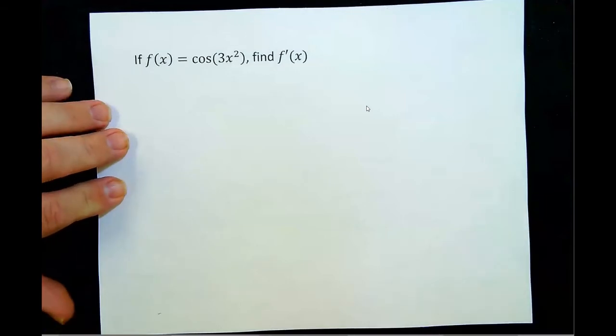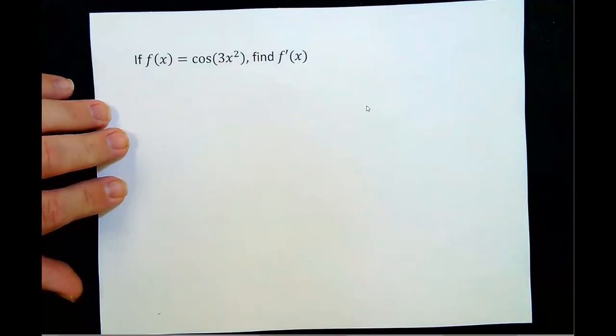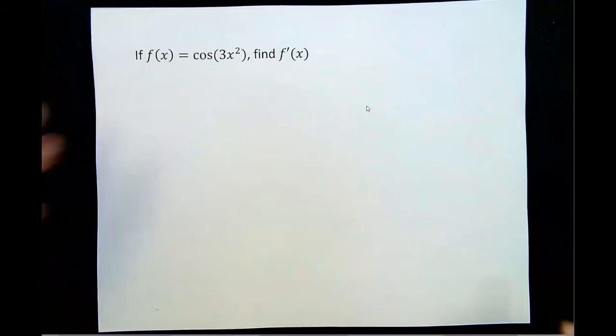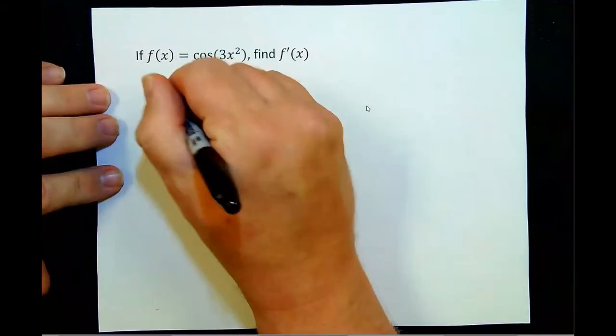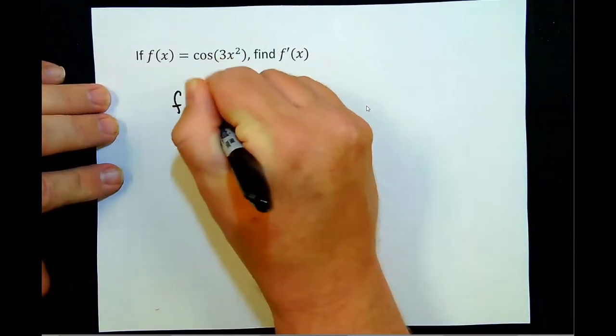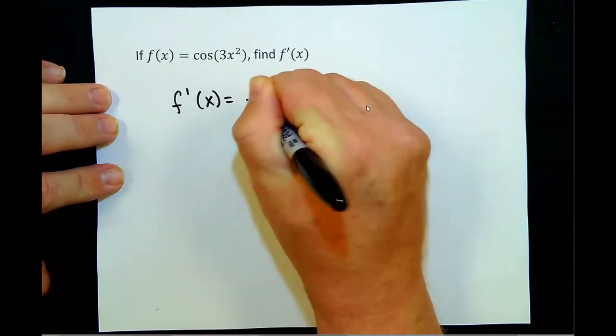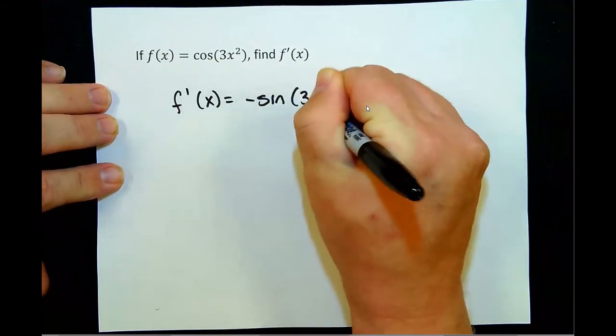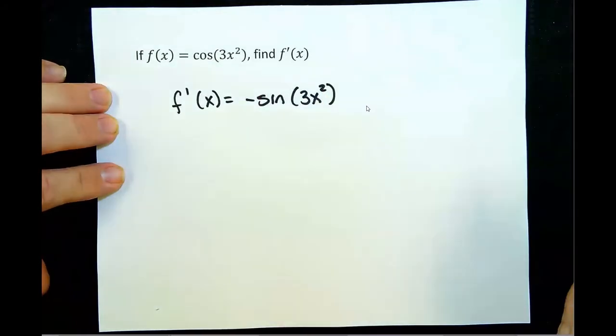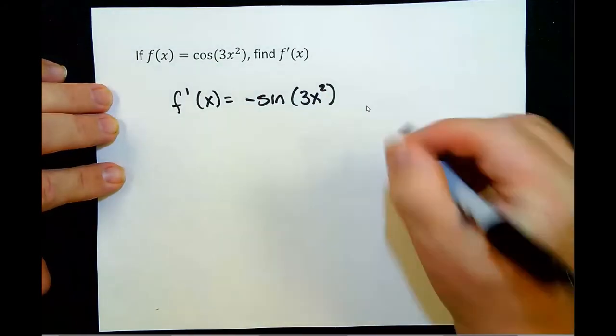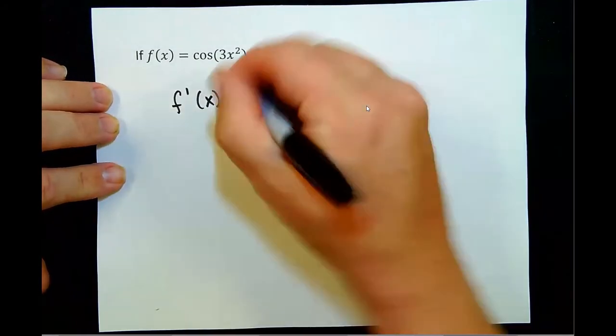All right. So cosine 3x squared. We kind of did one like this. Not exactly sure why I threw this one in there as well. The derivative of cosine is negative sine. Don't change the inside. Times the derivative of the inside.